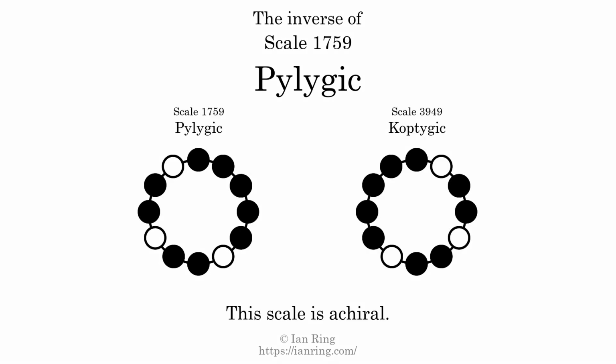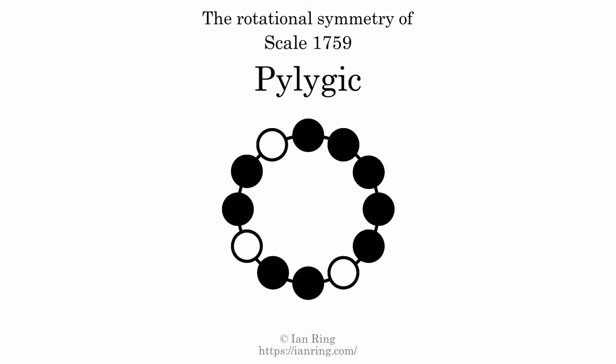The inverse of a scale is a mirror image. It is what you get when the sequence of intervals is reversed. The inverse of this scale is scale 3949, also known as Pylygic. This scale is achiral, since it can transform into its own reflection by a rotational transformation. This scale has no rotational symmetry.